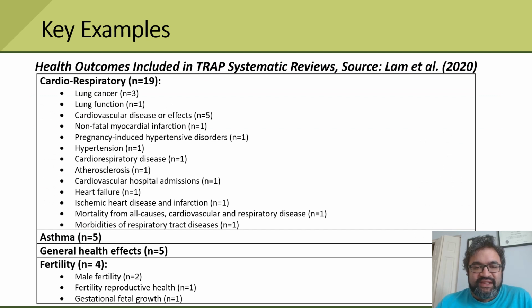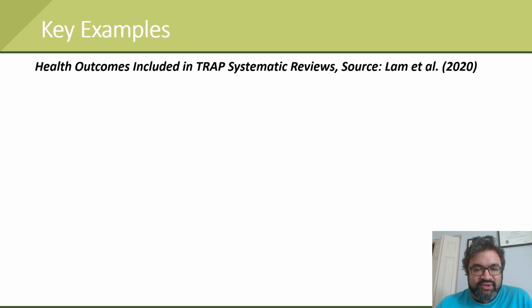So these are some examples. This is an example of the TRAP systematic review by Lam et al. There's more information, and then there are studies which have been categorized by the different cardiorespiratory conditions. So like lung cancer, there are 3 articles. Cardiorespiratory disease, 1 article. Cardiovascular disease or effects, 5 articles. Lung function, 1 article. So this is a good example.